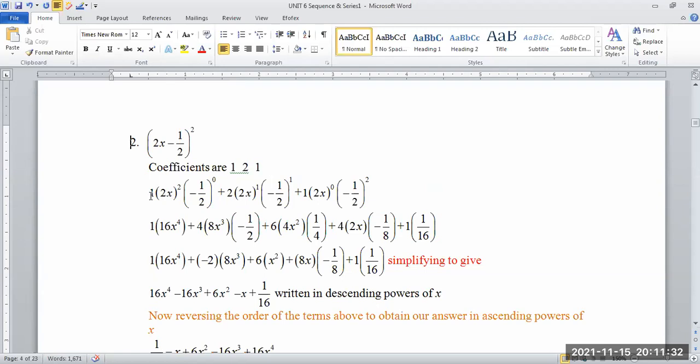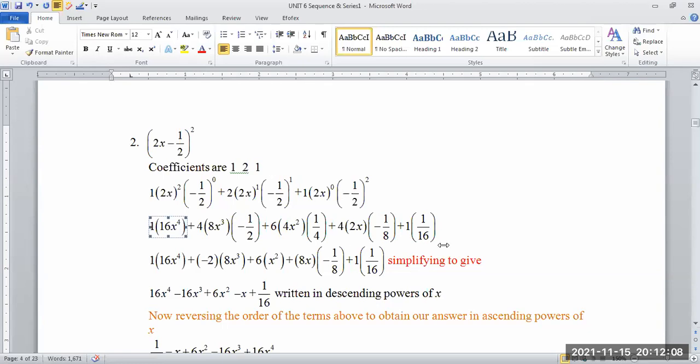All right. So this is 1, 2x to the second power, negative 1/2 to the 0 power. Checking: 2 plus 0 is 2. Then the next coefficient is 2. If this is 2x to the second power, that means this is 2x to the first power. And if this is negative 1/2 to the 0, that means this is negative 1/2 to the first. Then the last coefficient is 1, and this is 2x to the first. That means this is 2x to the 0, this is negative 1/2 to the first, and this is negative 1/2 to the second.